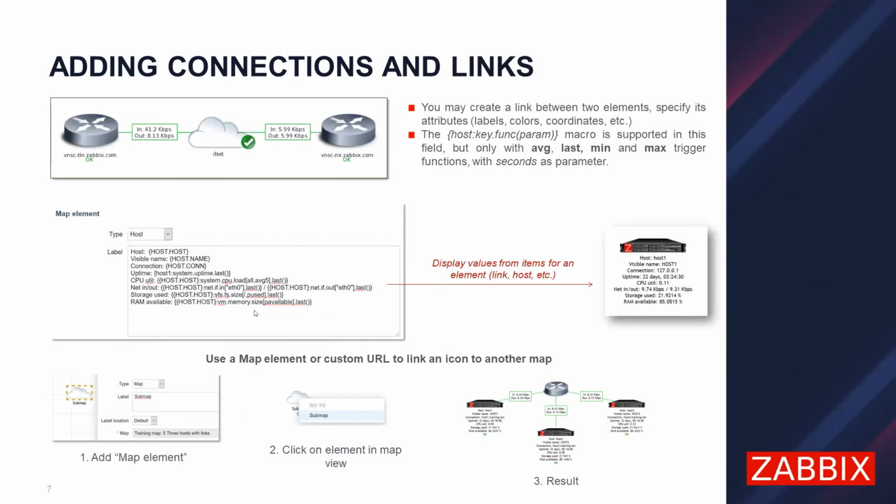So you may add different connections and links between different items. That is pretty easy. You just click with the Control button pressed on hosts, and then you can specify a link between two elements, at least. Of course, you can alter it, and you can specify different colors, labels, coordinates, and so on and so forth.